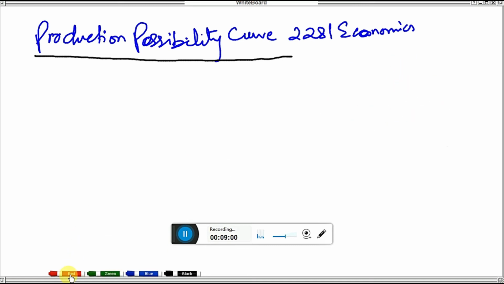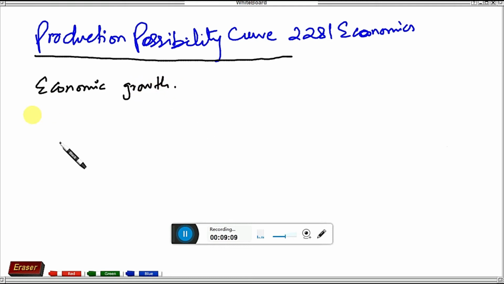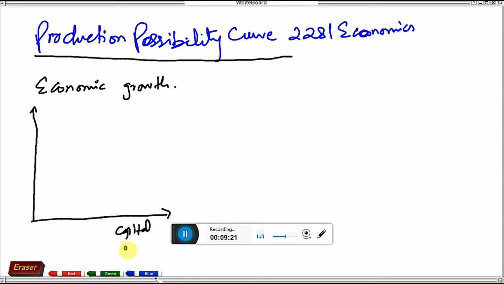Okay, so let's move on to another thing, that is economic growth, which is another important part of this production possibility curve. Economic growth means that your resources or factors of production grow in terms of quantity. So again labeling the graph, capital goods and again consumer goods. Excuse my writing, because I am repeating it verbally, so I hope you are able to get what I am writing.